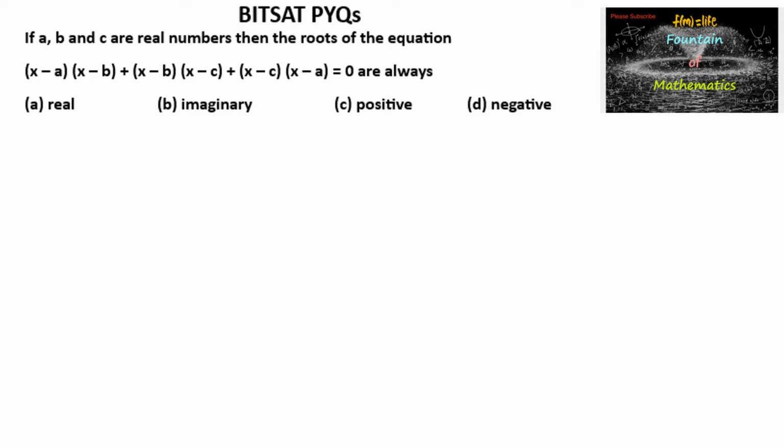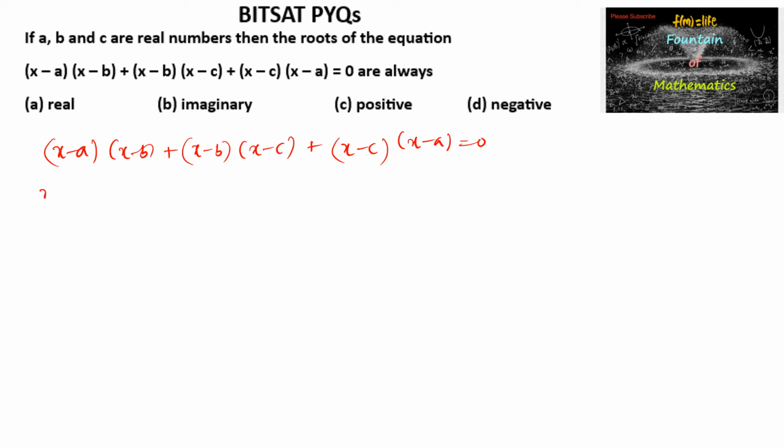If a, b and c are real numbers, then the roots of the equation (x minus a) into (x minus b) plus (x minus b) into (x minus c) plus (x minus c) into (x minus a) is equal to 0 are always.